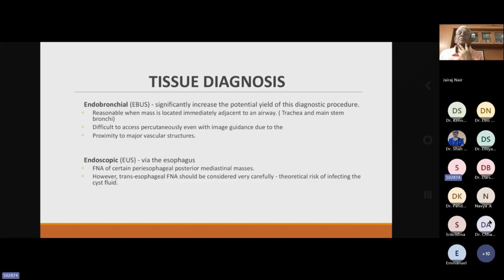Endoscopic ultrasound via the esophagus, FNA of certain periesophageal posterior mediastinal masses. However, transesophageal FNA should be considered very carefully because of the risk of infecting the cystic fluid. Surgical: if percutaneous and endobronchial routes cannot provide adequate tissue, assessment of adequacy of the sample by frozen section.